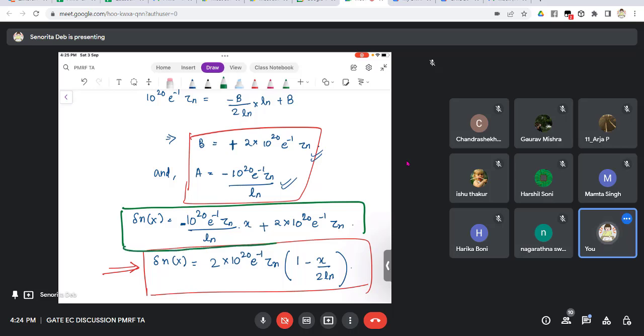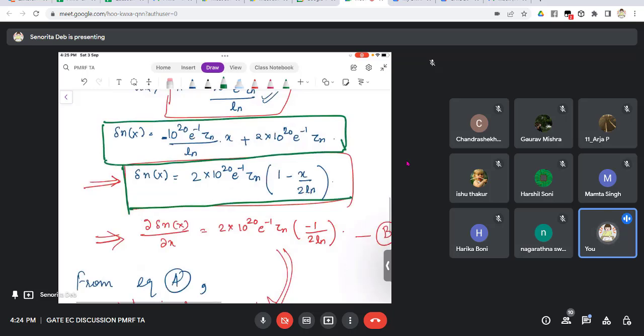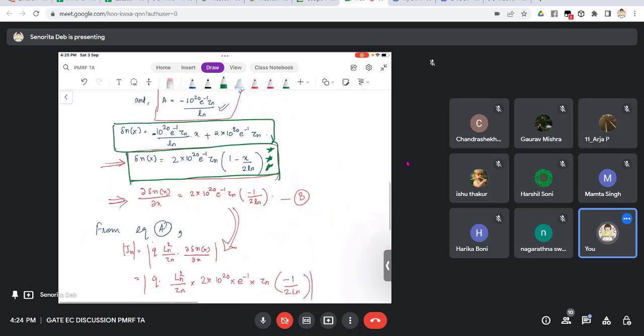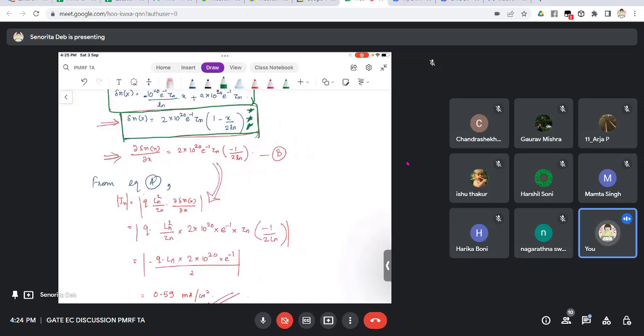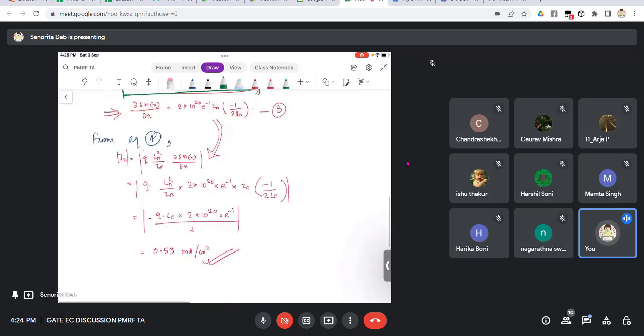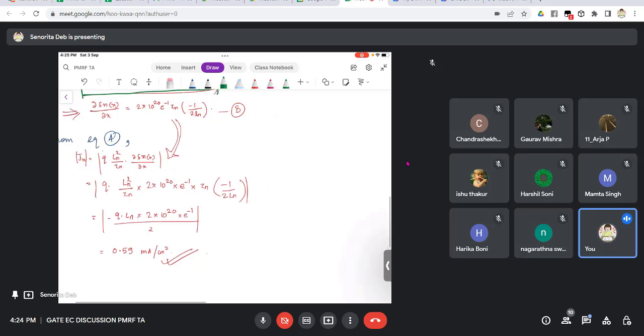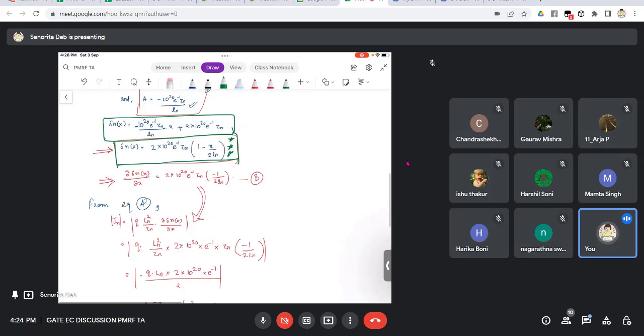So this is now an equation which can be differentiated. This is the main equation, and after that we differentiate it and arrive at equation B. From here we put the value in the first equation, the current density equation, q into L_n square by tau_n into delta of delta n(x) by delta x. When we put this value, we arrive stepwise at a part of the equation where we can directly put whatever is given in the question and get the answer. So you see that this was a question which had many steps, right?